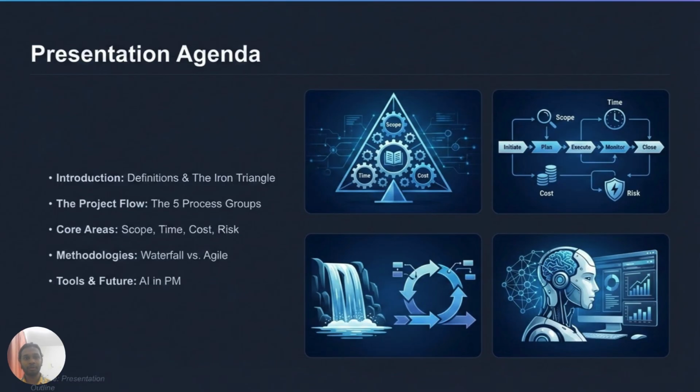Here's our roadmap for the next 10 minutes. We'll start with the core definitions and the famous iron triangle. Then we'll walk through the five process groups of the project flow. We will cover the key areas like scope, time, cost, and risk. Compare waterfall versus agile methodologies, and finally look at the future of AI in this field.